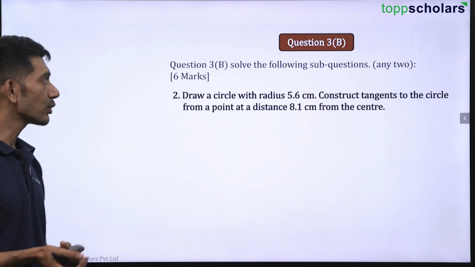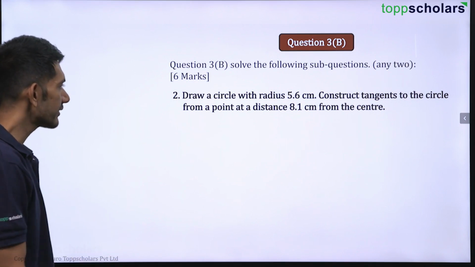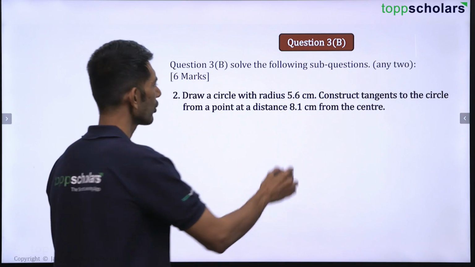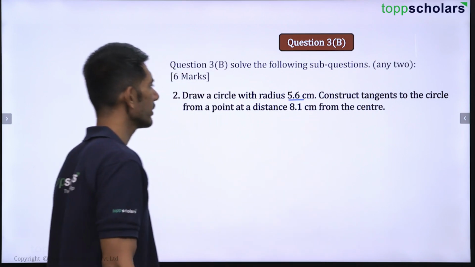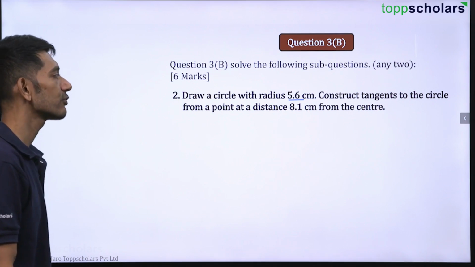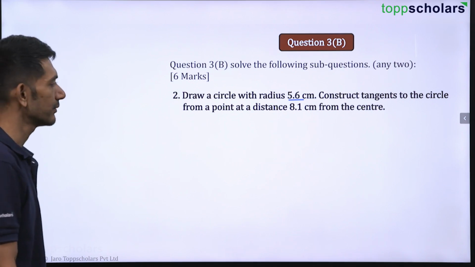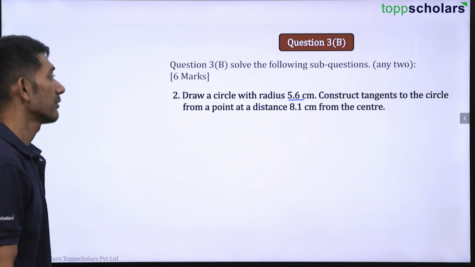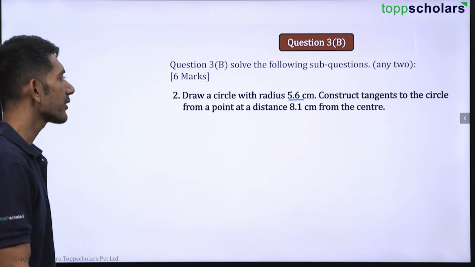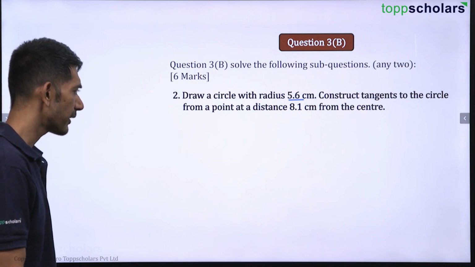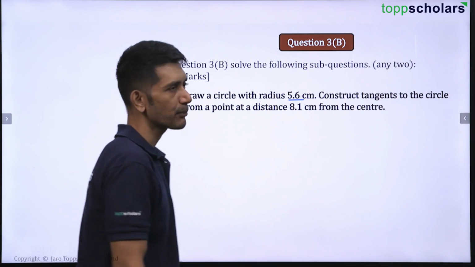So now comes a new question again that is based on construction. It says draw a circle with radius 5.6 centimeter. This is very easy. Then construct tangents to the circle from a point at a distance of 8.1 centimeter from the center. Okay, let's forget about the second part. Let's concentrate on the first part. Draw a circle of radius 5.6 centimeter.